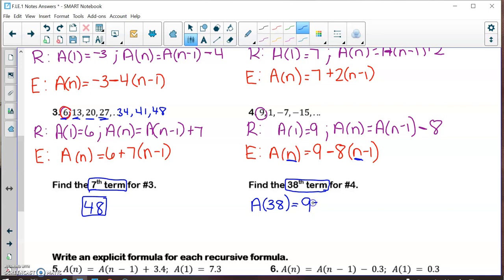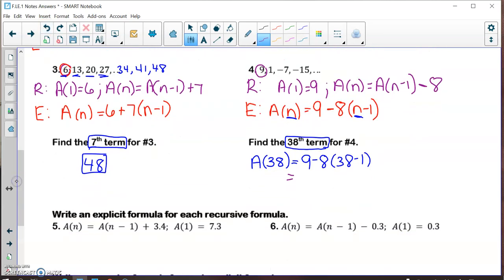And I have a 9 minus an 8 times a 38 minus 1. We are going to follow the order of operations, which we're only going to focus on the right side. This left side is just function notation. We don't have to do anything with it. All that means is we're finding the 38th term of the sequence. So following the order of operations, we're going to do parentheses first. So I have a 9 minus an 8 times a 37.